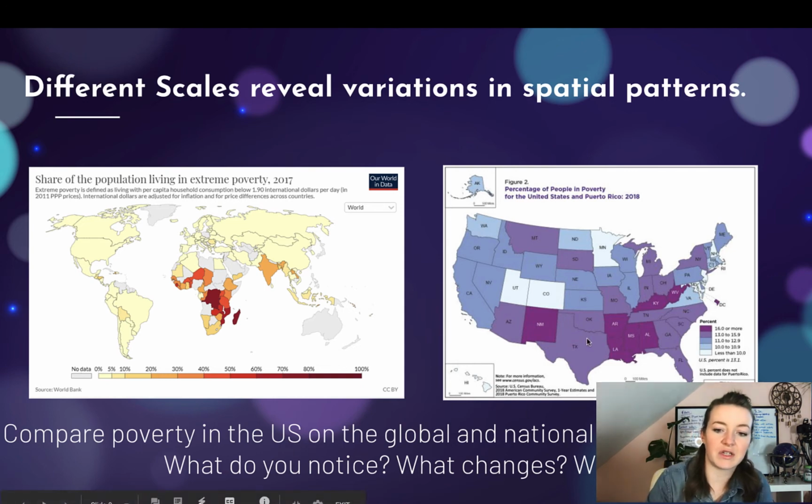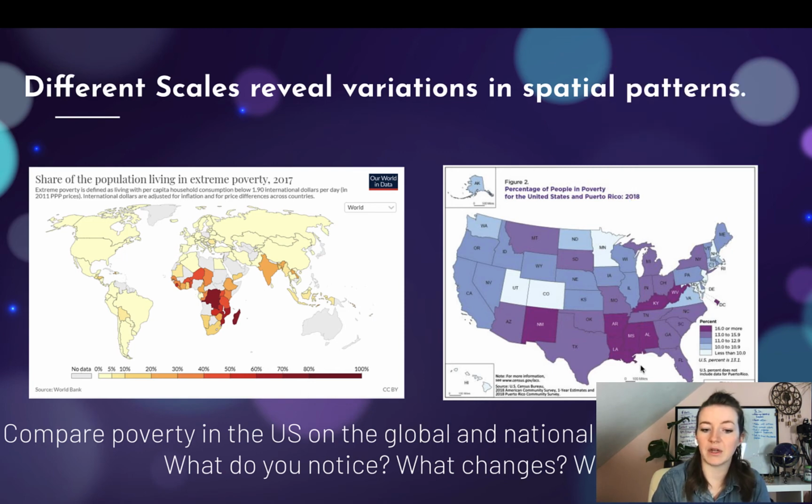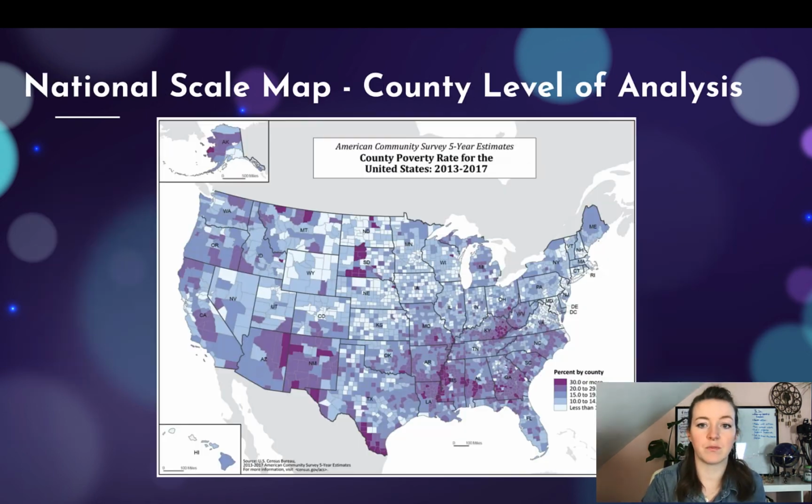And here we're looking at those same two maps that are comparing that same thing, so the percentage of people in poverty, but we see a very different story. So I want you to take a moment, compare these two, and write down, what do you notice? What changes are there and why? That why is super, super important. So take a moment, write a sentence or two about those.